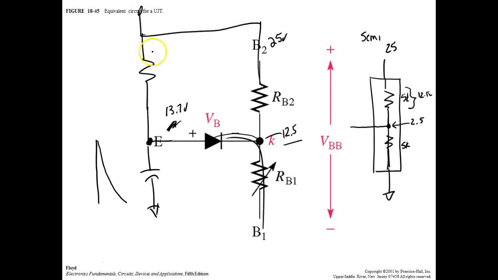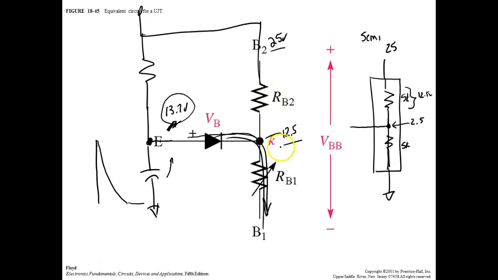So what happens when I put voltage on this thing, 12.5 volts? This capacitor starts charging up. It's going to try to charge up to 25 volts. Well, as soon as it charges up to 13.7 volts, then this diode's forward biased and it discharges the capacitor. When it discharges the capacitor, it drops down below 13.7 volts. The UJT cuts off. We're down here, right? You understand? UJT cuts off.